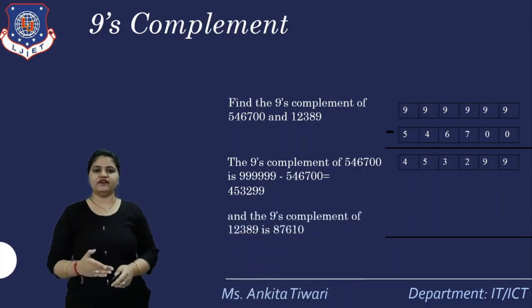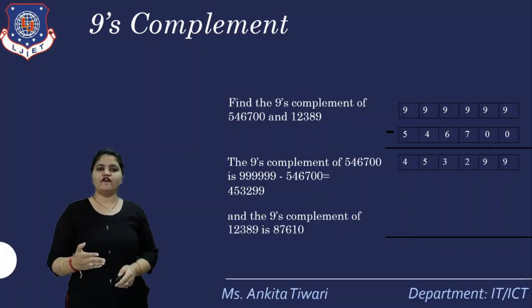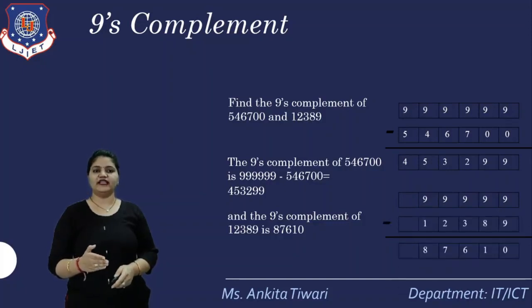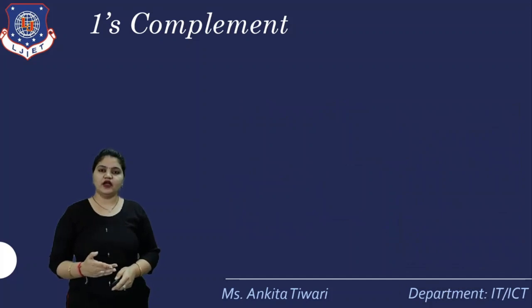Okay, the same thing we have taken for the next question also. 876,110, that means a 5-digit number. So 9 five times minus your number, you will get the answer. So this is what r minus 1's complement, the 9's complement, is.